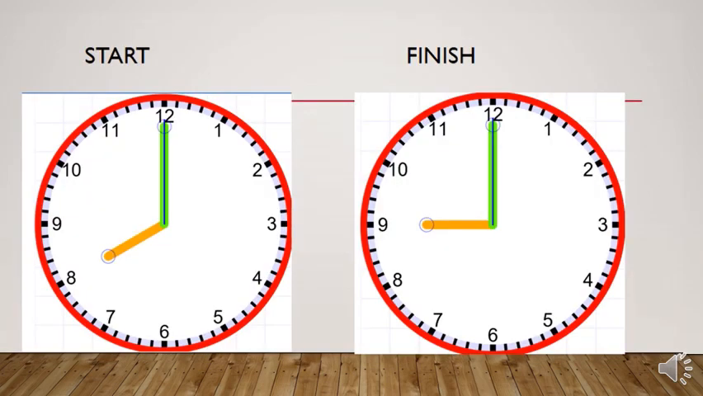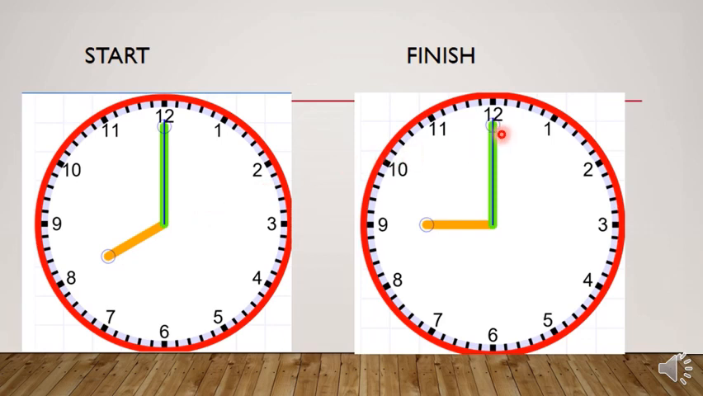So if we were to look at these two clocks here, the clock on the left tells us what time something starts, and the clock on the right tells us what time something finishes. Let's suppose this is a TV show. Now hopefully we can see from the clock on the left, the big hand pointing at 12 and the little hand, the hour hand, pointing at 8, it's 8 o'clock. That's what time the TV show starts.